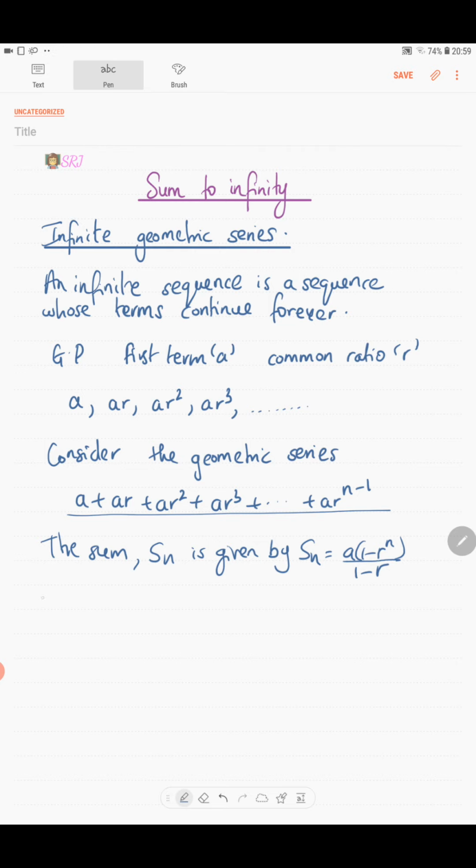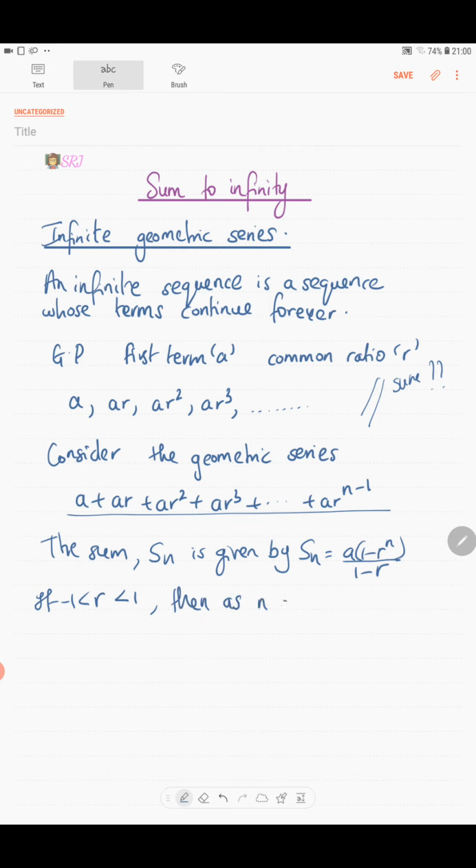Now what will happen if r lies between minus 1 and 1? Here n is getting larger. We are trying to find the sum for this infinite geometric progression. So this is the aim of this lesson, to find the sum of the infinite geometric progression. Now we are considering the sum of the first n terms. So this we know.